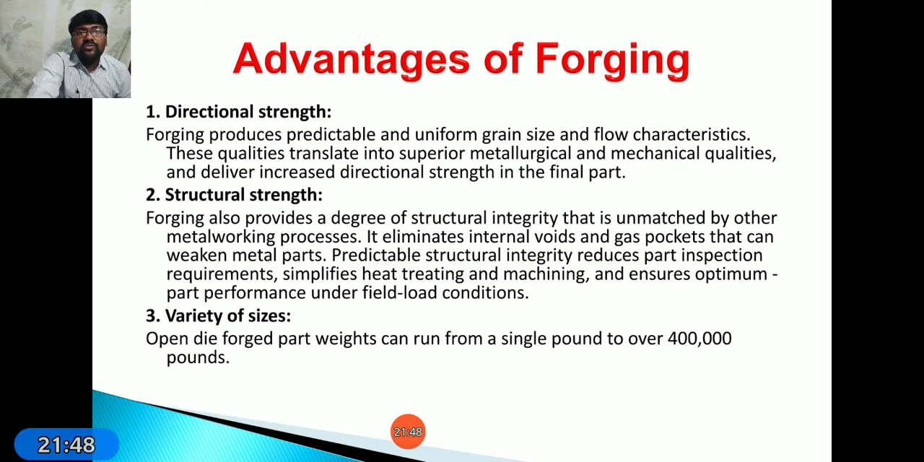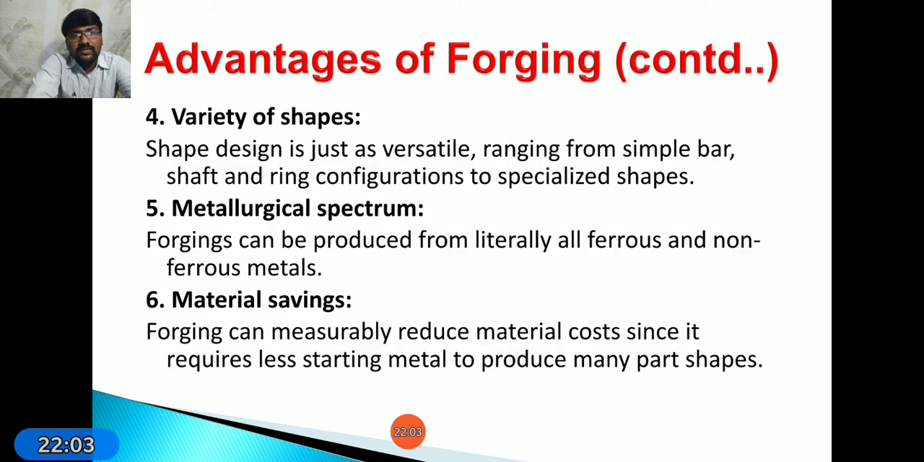Next, variety of sizes. With the open die forging process, weights can run from a single pound to over 400,000 pounds. Variety of sizes can be done. Next, variety of shapes. Next, metallurgical spectrum. Forgings can be produced from literally all ferrous and non-ferrous metals. Next, material savings. By using this forging process, we can save the material.